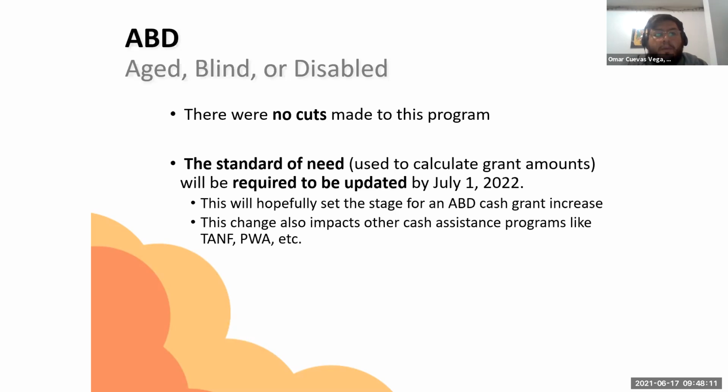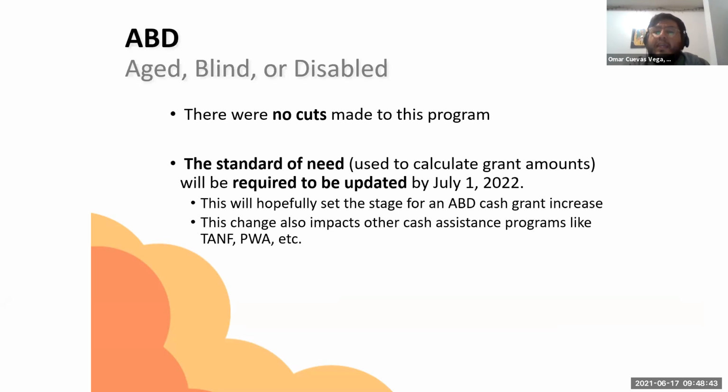So currently, it will be going through some significant updates, and hopefully by July 1st, we'll know how a new standard of need will be utilized. And so hopefully this will set the stage for a cash grant increase across almost all cash assistance programs: the Age, Blind, and Disabled program, TANF, the Pregnant Women's Assistance, and the Refugee Cash Assistance program. The bill also did a couple of other additional things.